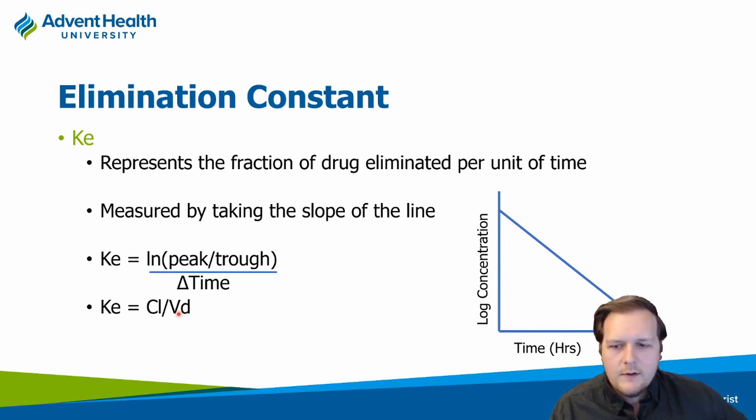Also, what you're going to see here is that VD is going to be in the denominator. So the bigger this is, the smaller your KE is going to be as well. Because again, there's just more volume you'd have to clear to get rid of that drug.